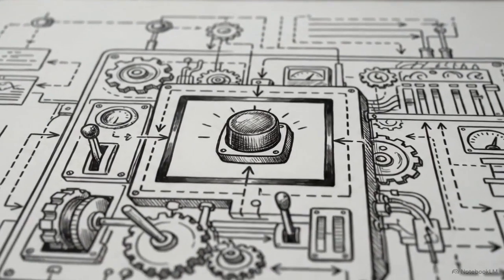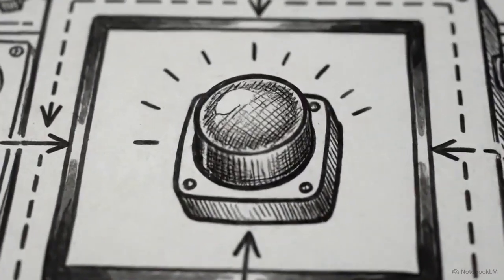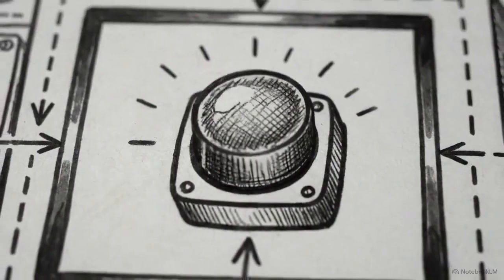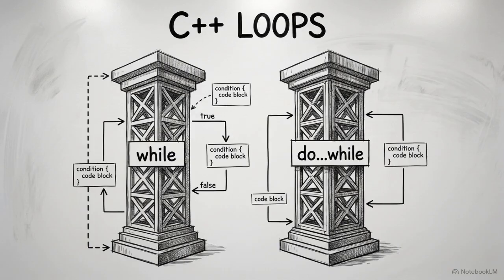But computers are literal machines. You have to tell them exactly when they are supposed to check if that condition is true. Do they check before they run your code, or after? Understanding when that check happens dictates how a computer makes decisions. It is the core logic behind the two main types of loops in C++.